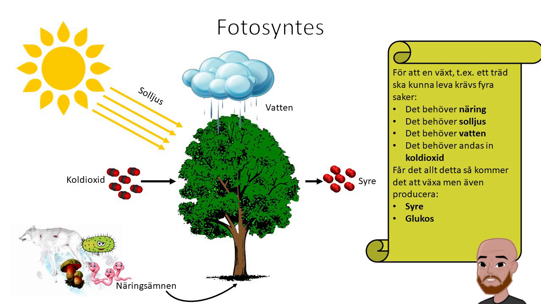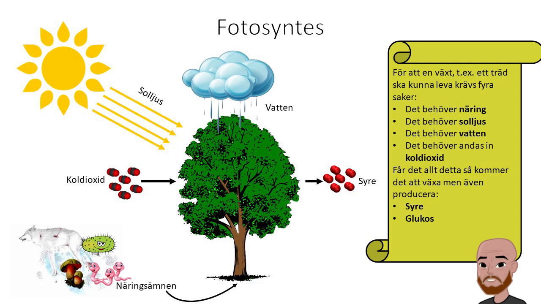For a plant or tree to live, 4 things are required. It needs nutrients, which it gets from the wolf and the decomposers. It needs sunlight, water, and carbon dioxide, which it absorbs from the air. With all these, the plant will grow and produce glucose and oxygen. So the plant takes in nutrients, sunlight, water, and carbon dioxide, and it produces oxygen and glucose.